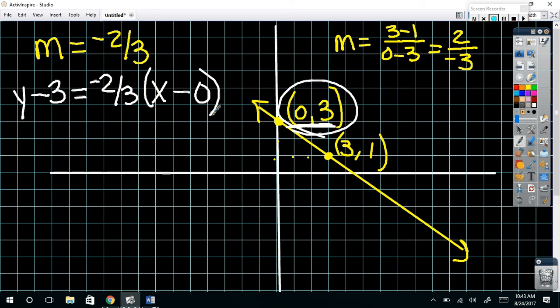Now, who said slope-intercept form? Why can you use slope-intercept form here? Because you already have your slope, and you have the y-intercept. It was given to you. You can do standard if you want. Slope-intercept: y equals, keep going, Darian, negative 2/3 x, plus 3. mx plus b.